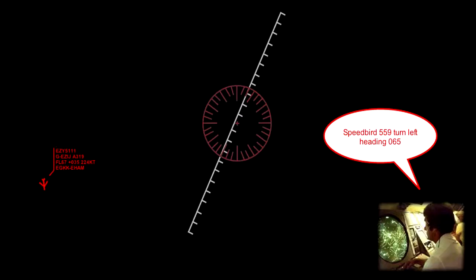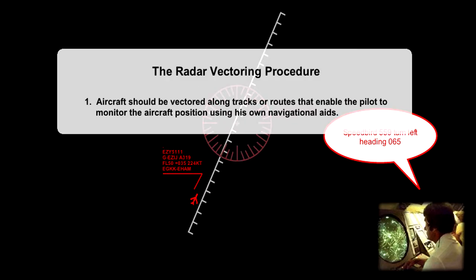Radar vectoring is achieved by the controller issuing simple heading changes to the pilot, which enable the aircraft to maintain the desired track. For example, Speedbird 559 turn left, heading 065, and descend to flight level 50. When vectoring an aircraft, a radar controller should comply with the following sets of important procedures. Firstly, aircraft should be vectored along tracks or routes that enable the pilot to monitor the aircraft position using his own navigational aids.